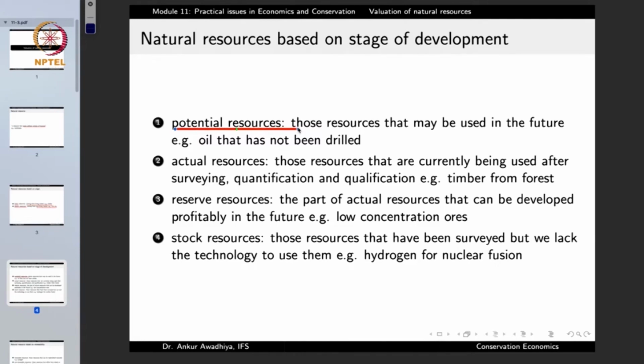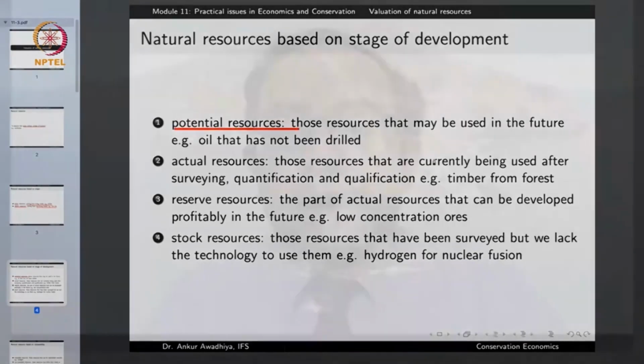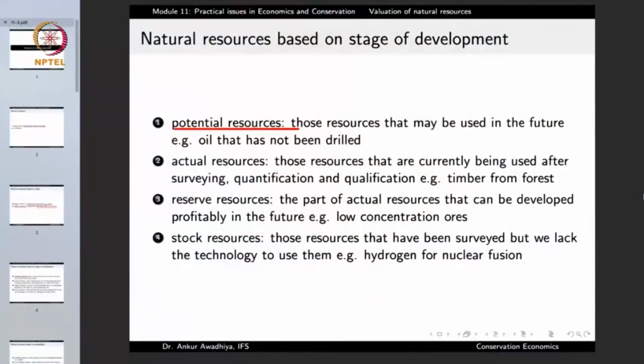Example, oil that has not been drilled. So these resources exist, but we are not using them. But we may use them in the near future or in the far future. So these are potential resources. The resources that exist, but that may be used in the future.